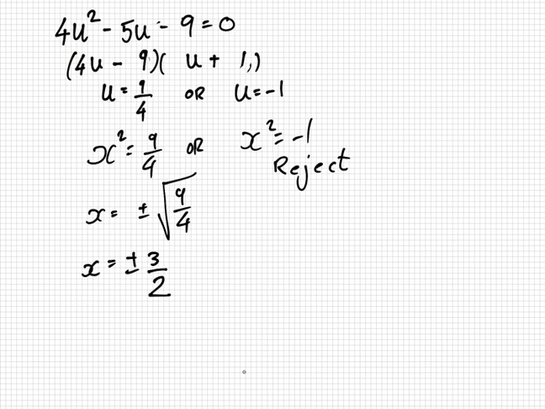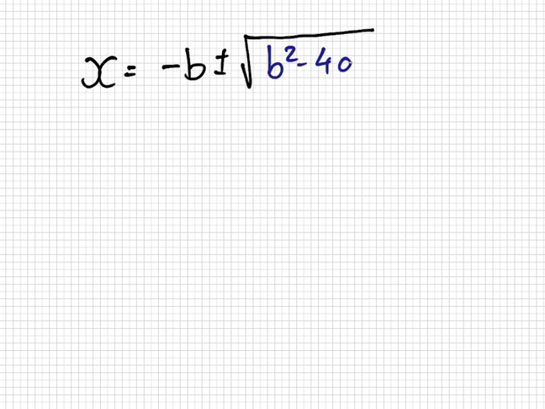Okay. Now, page 30. Do you have that now? Okay. So if we go back to our formula from yesterday, if you remember, x equals minus b plus or minus the square root of b squared minus 4ac, all over 2a.